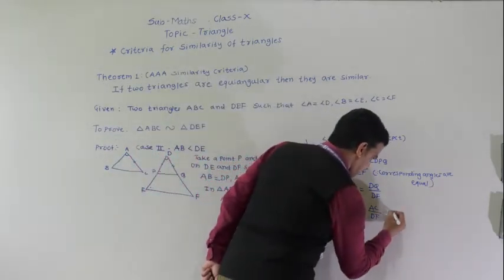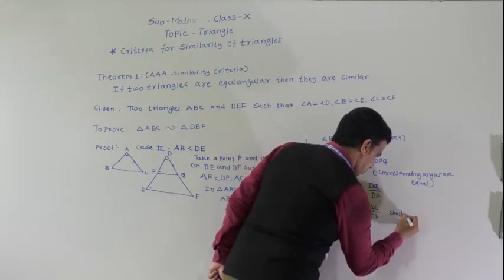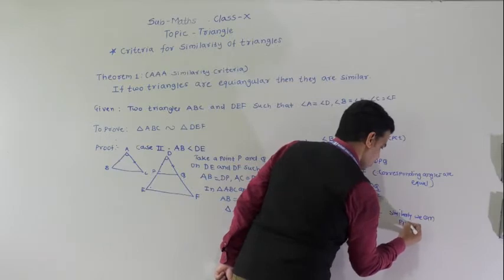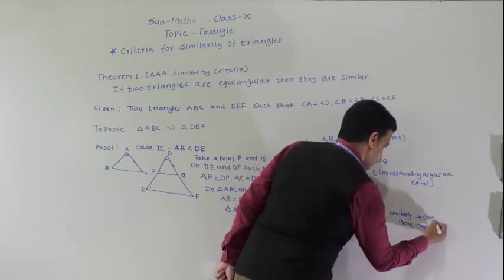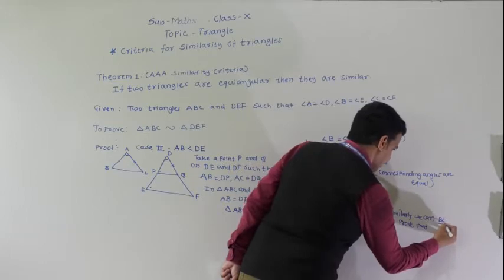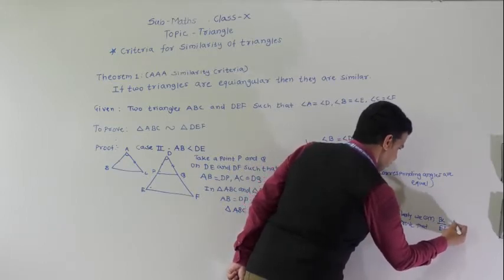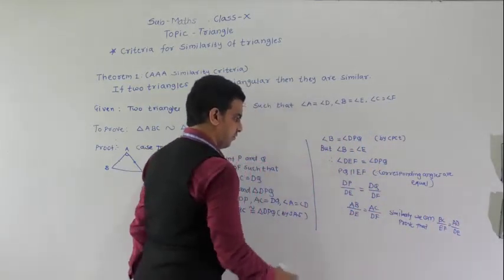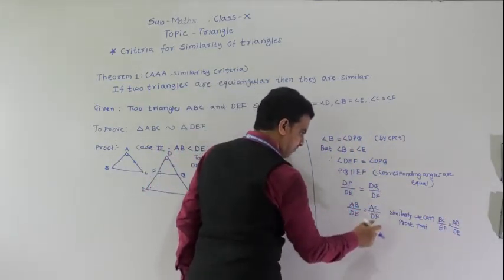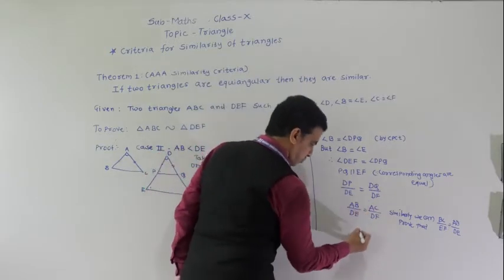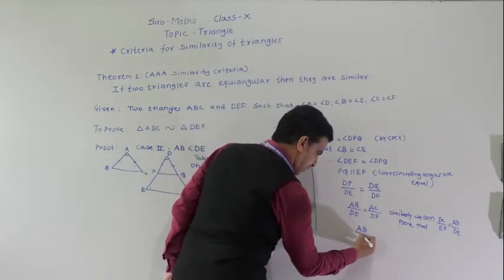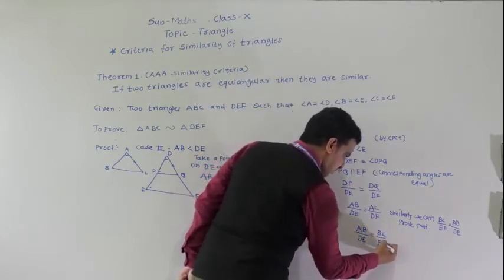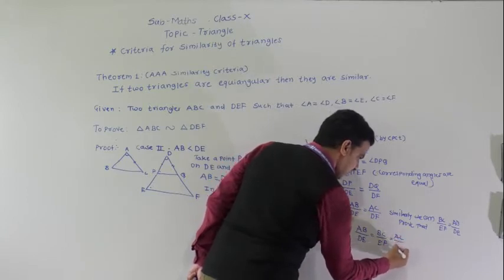So similarly, we can prove that BC by EF is equal to AB by DE. So AB by DE is equal to BC by EF, AB by DE is equal to AC by DF. So all the three sides are in proportion. So we can write AB by DE is equal to BC by EF is equal to AC by DF.